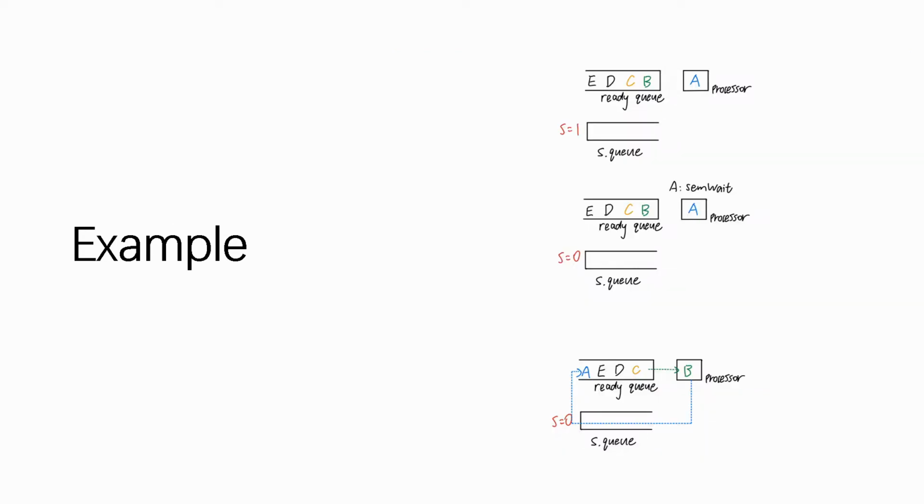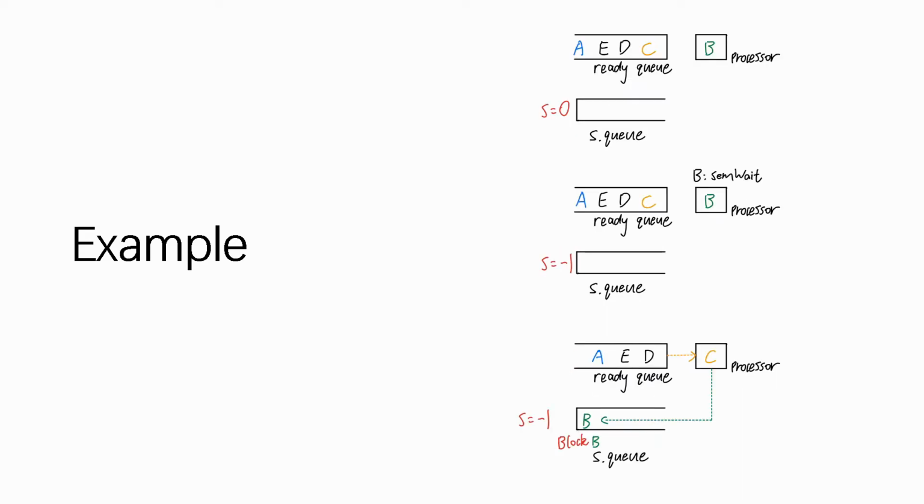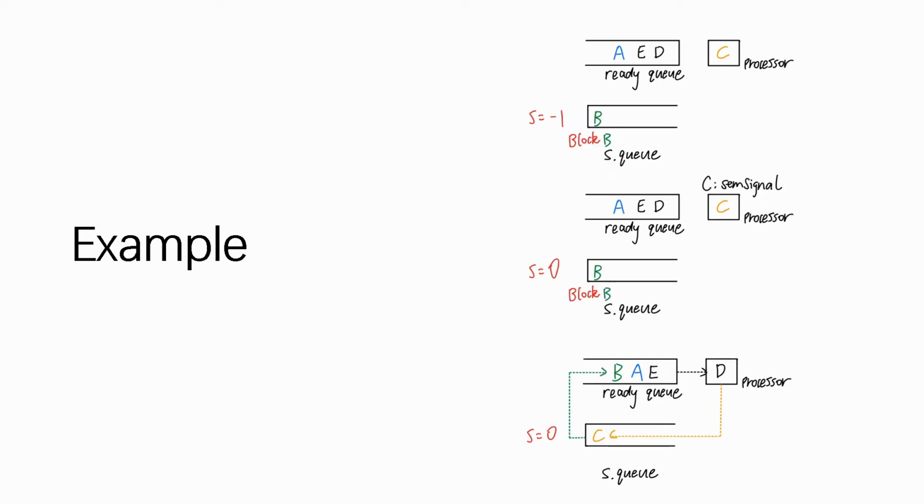This is a simple example. Process A is in the processor already. Processes B, C, D, E are in the ready queue. A sends sem_wait signal, turning s from 1 to 0. A can now pass through s.q and B enters the processor. Now B also sends sem_wait signal, turning s from 0 to -1. Hence, B is blocked in s.q. C enters the processor, and if C sends sem_signal, s will turn to 0. As a result, B is released from s.q, and process D enters the processor.